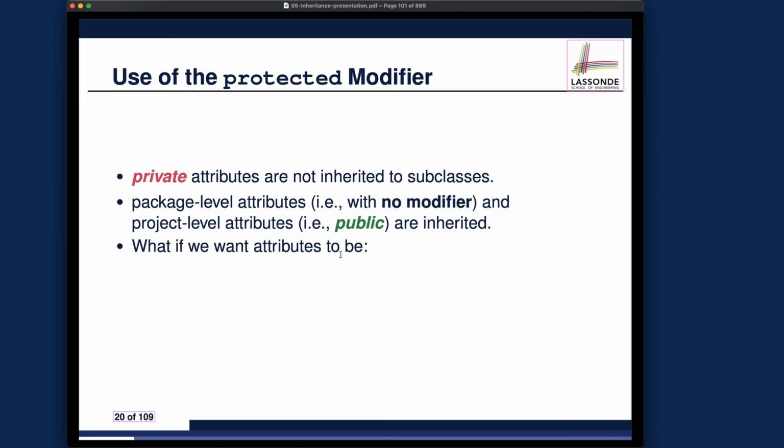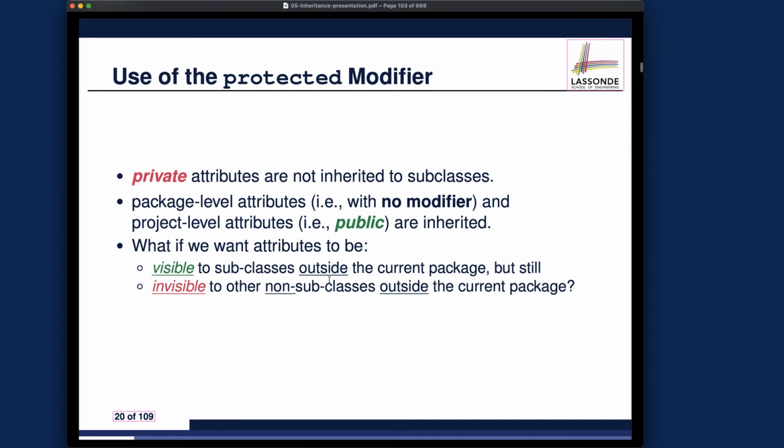But what if we want to have the following use scenario? Let's say we want the attribute to be visible to the subclasses, either in the same package or outside the current package. Criteria number 1. Criteria number 2, outside the current package, we don't want it to be visible by any other non-subclasses, meaning that it does not extend from the current class.